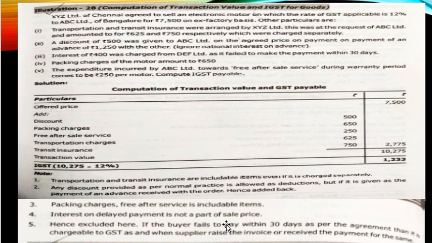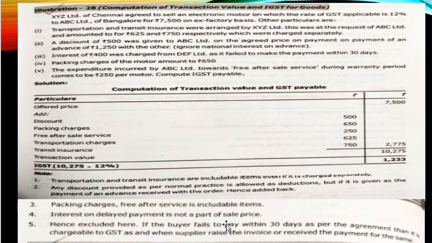The discount here is 500. Why was this discount given? It is for advance payment. As they have made advance payment for the order, a discount of 500 rupees was given. We need to understand that any discount given on payment of advances for an order which has been accepted will not be considered as discount. It will not be deducted from the sale price.